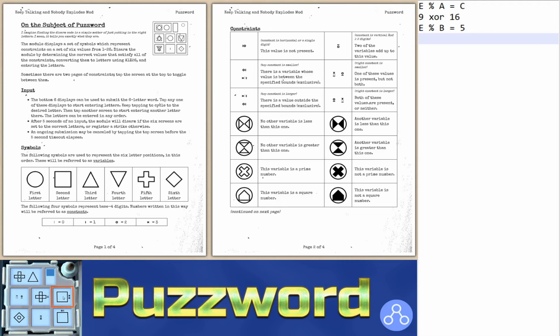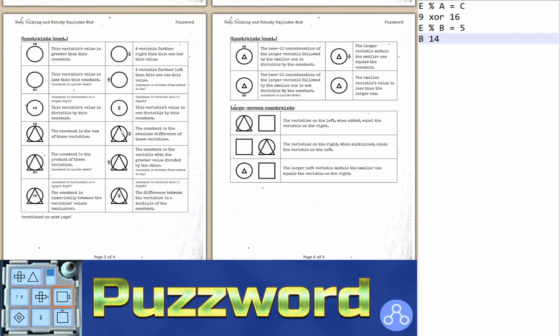Next, we have a square with 3, 2 on the right. 3 times 4 is 12, plus 2 is 14. A square with 14, alpha, no, it's bravo, with a 14. That would be this one here. A variable further right than this one has this value. Well, further right than bravo, we have Charlie, Delta, Echo, and Foxtrot. So one of these has to be a 14.